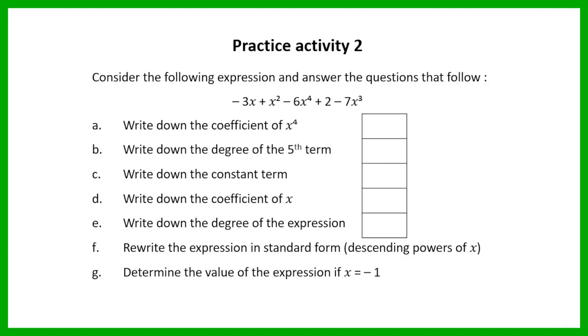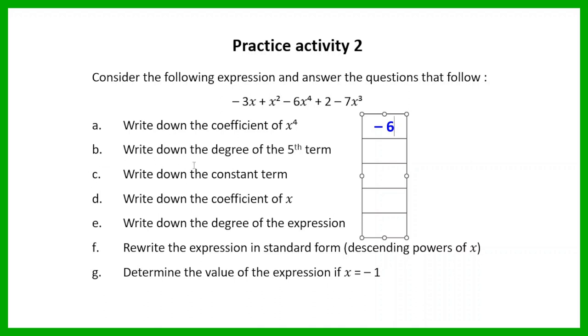Okay, so let's see how you did with that example. The first few questions are nice and quick. We just need to write down numbers for each of these. So the first one, we've got to write down the coefficient of x to the power of 4. So that is negative 6 over there. So I'm going to put here negative 6.